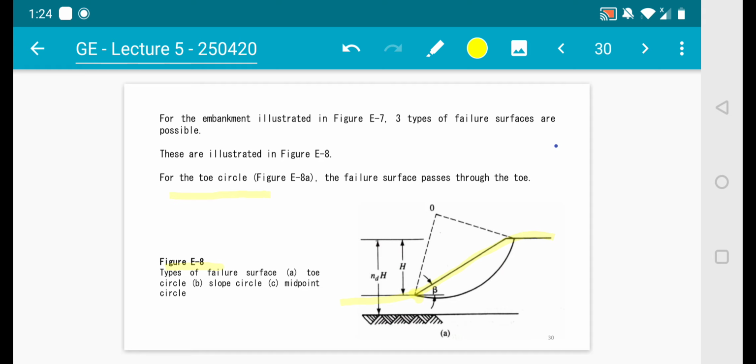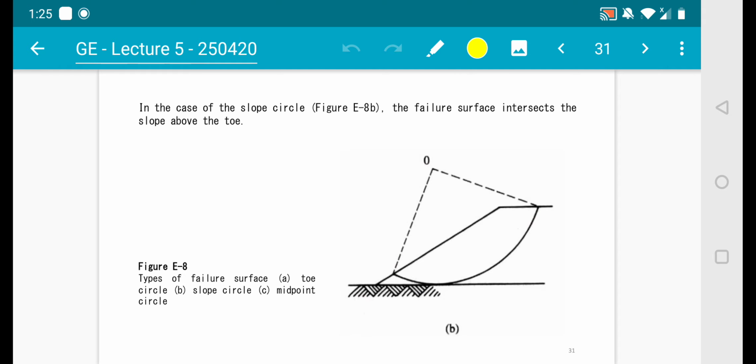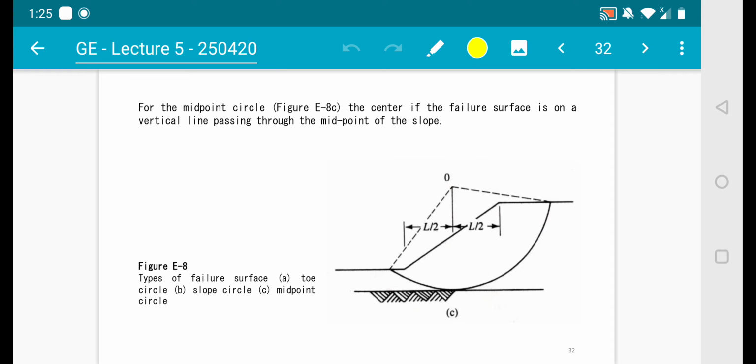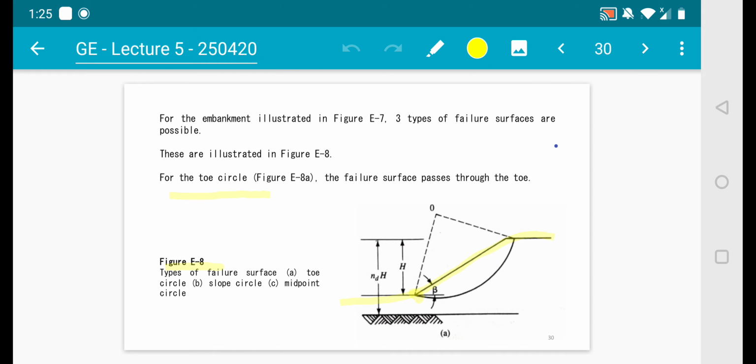Let's look at B, the slope circle. This is the toe of the slope, and if the failure surface is above the toe, it falls in the second type, which is the slope circle. Let's look at the figure and explain it easily. And lastly, the mid-circle is when you have this type of criteria: the L2 you just divide by half, and the slope happens here. So there are three types of failure surface that you need to identify in order to proceed with the analysis.